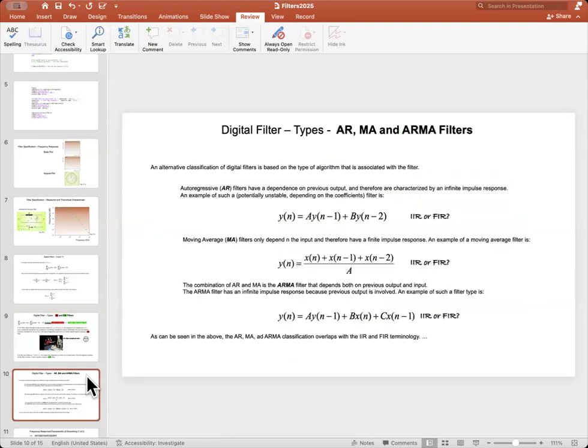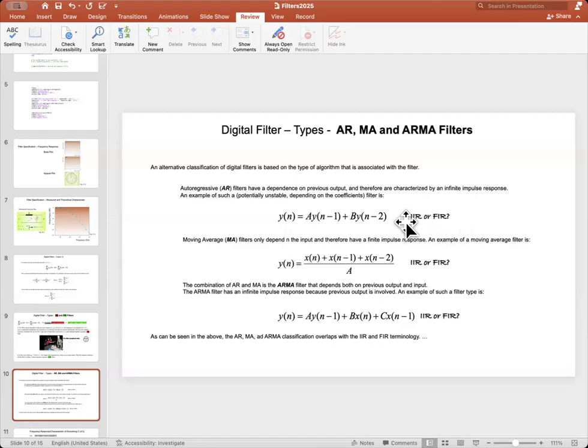There's another classification that's called AR, MA, and ARMA filters. That classification kind of overlaps with the one we just discussed. An autoregressive filter, an AR filter, and an example is in the first equation, is one where the output at time step n is dependent on previous time steps, and capital A and B are some coefficients. And the question is, in this case, is this an IIR or an FIR?